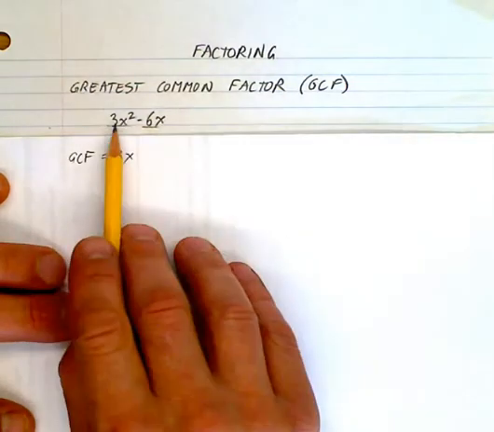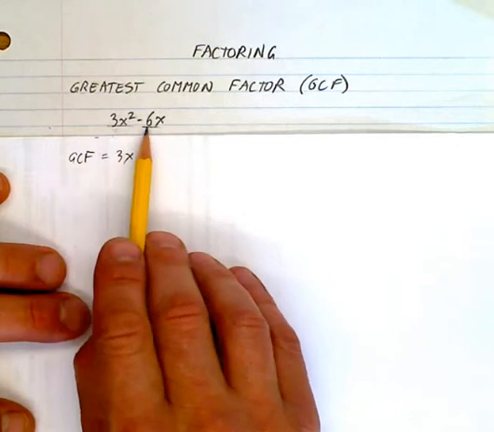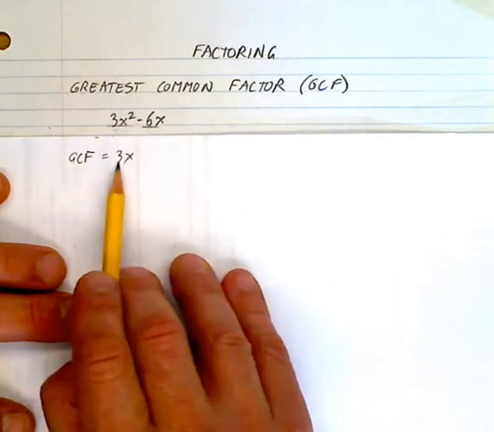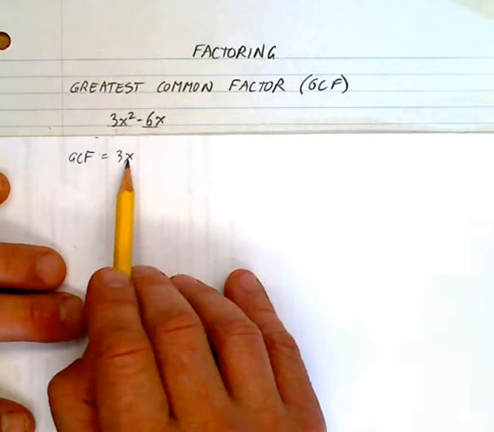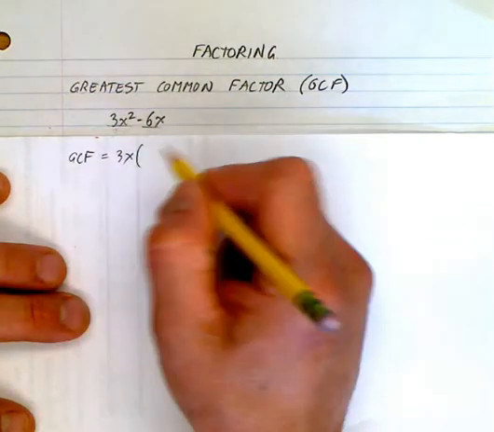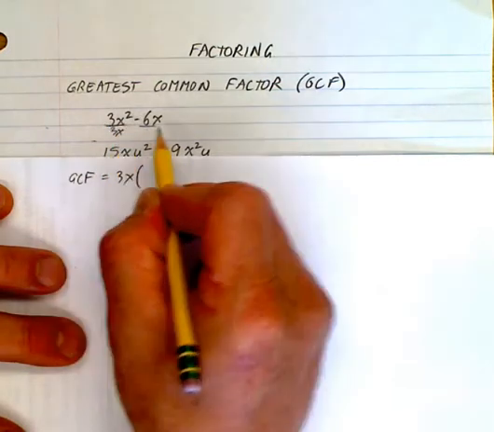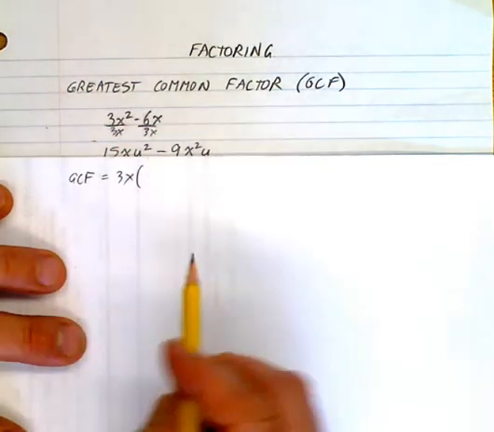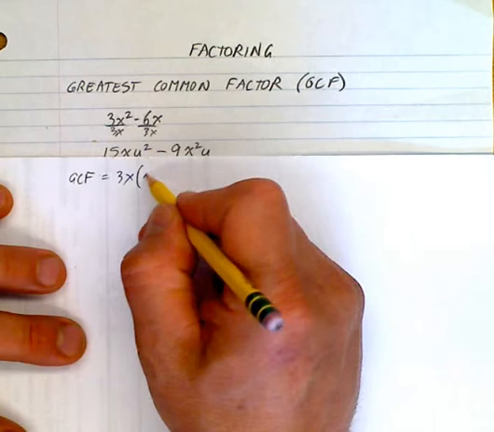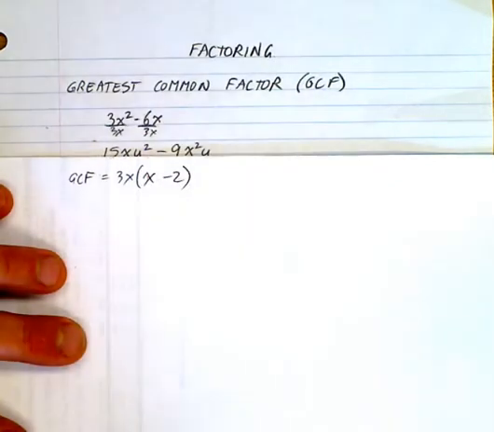I suggest looking at the numbers first. 3 and 6 have a greatest common factor of 3. X squared and x have a greatest common factor of x. In order to find out what's left on the inside, what we normally do is a division, right? You're taking out a GCF, so you divide it. And what's left is x minus 2. Okay, and this is your factored form.